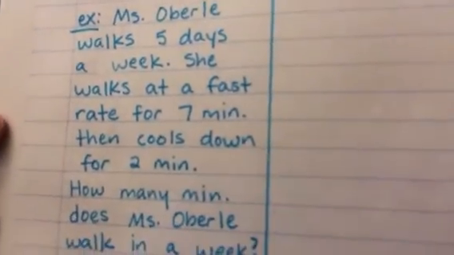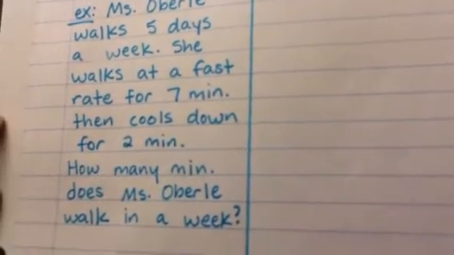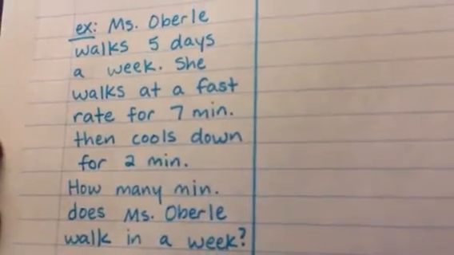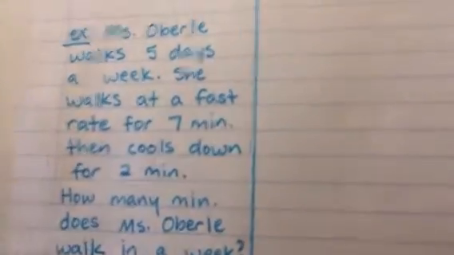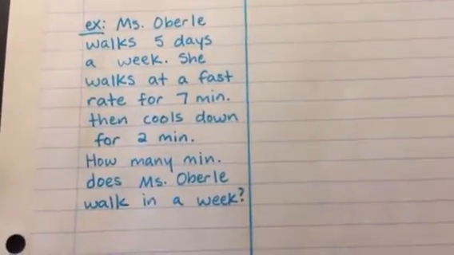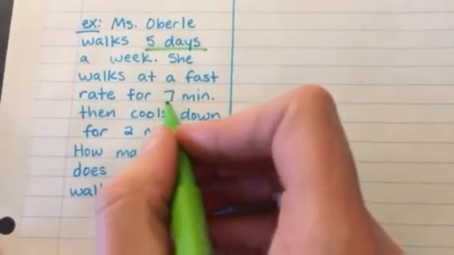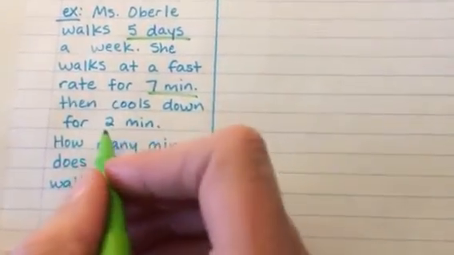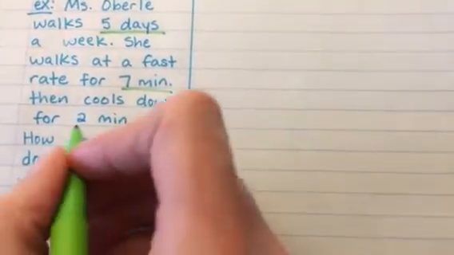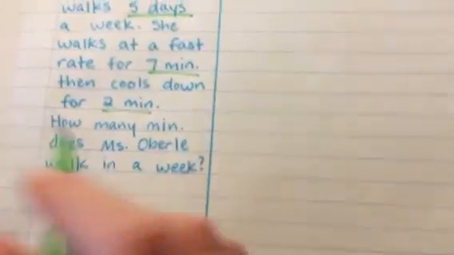And lastly, the word problem. And I can just hear you saying to yourselves, I am not writing all that. It is 1, 2, 3 sentences. Write it down. Ms. Oberly walks 5 days a week. She walks at a fast rate for 7 minutes, then cools down for 2 minutes. How many minutes does she walk in a week?